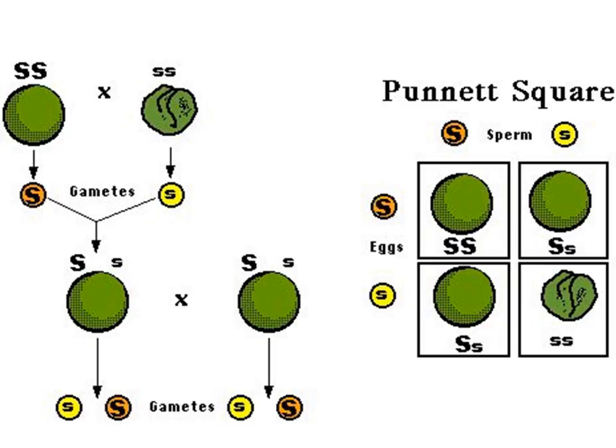So 1 out of 4 of these resulting plants in this generation will be wrinkled peas, and 3 out of 4 will be smooth peas.